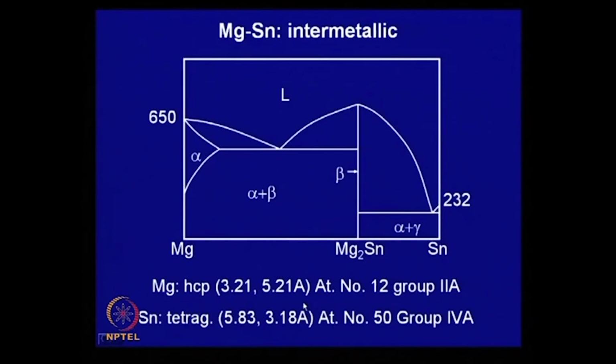Now, another example which is given here is magnesium tin. It also forms a compound, Mg2Sn. Sn means tin, which belongs to group 4, its valency is 4, and Mg belongs to group 2 and its valency is 2. Therefore, this is very similar to a chemical compound that forms, and it also has a congruent melting behavior. That means its cooling curve will be exactly similar to that of pure magnesium or pure tin.